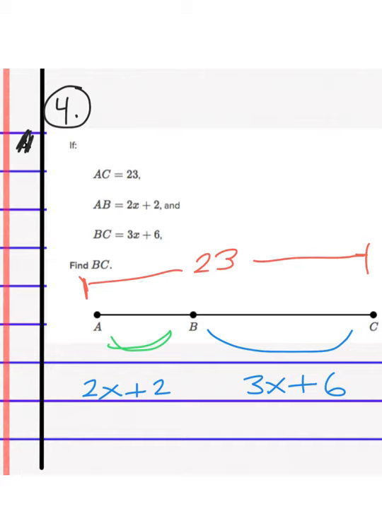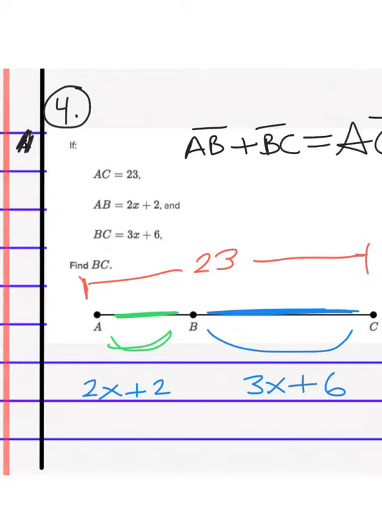So get your problem set up, draw this out, label your diagram, pause the video. Think about it for a second. If we were in person, I'd say think about it. What do you think? What do we know so far? So hopefully you're thinking if we add AB, this part, and we add this part, BC, if we add these, they should equal 23. Okay, I'll write that up here. So AB plus BC equals AC.